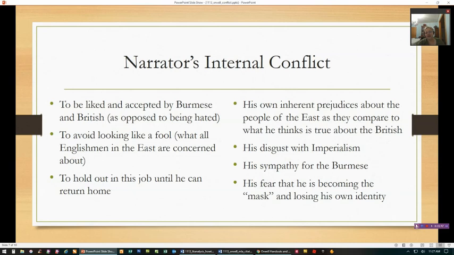And then he has this great fear that he's just becoming a mask, that he's losing a sense of who he is in order to do his duty and be the representative of Great Britain that he's supposed to. He has to fit this mask that he's been given of what it means to be a British officer. And he kind of doesn't know who he is anymore, right? So these are his internal conflicts.